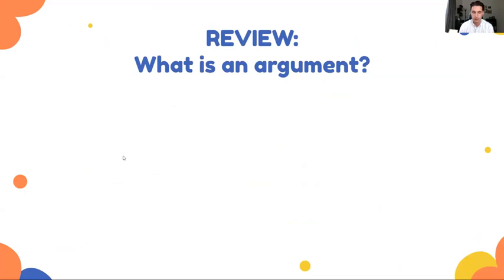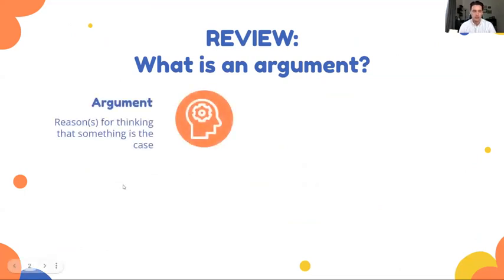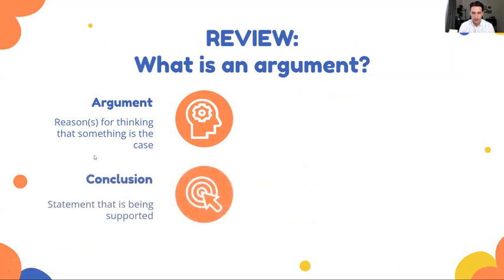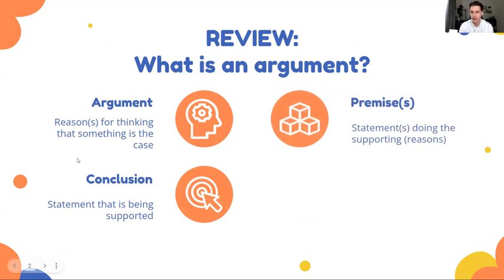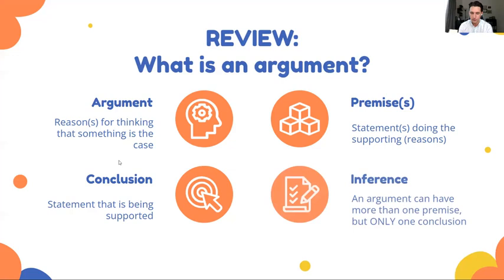So just to briefly review what an argument is, it's a reason or reasons for thinking that something is the case. The conclusion is the statement that is being supported in a passage, and the premise or premises are the statement or statements doing the supporting. These function as the reasons or evidence, if you will, for why one should accept the conclusion. And we call it an inference when we go from the premise or premises to the conclusion. It's that reasoning process. So an argument can have more than one premise, but it can have only one conclusion.